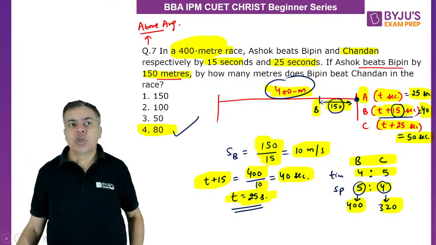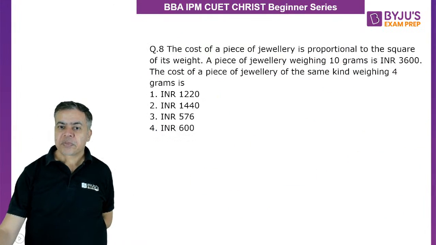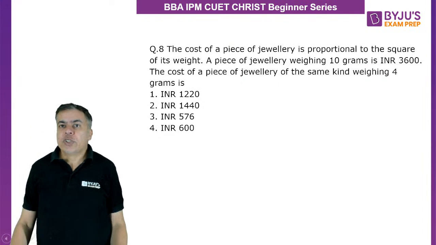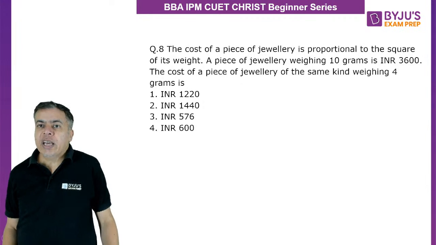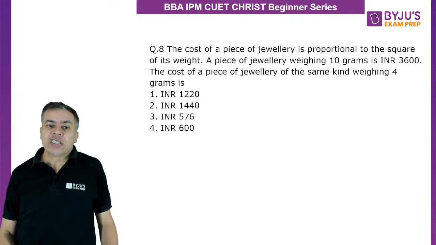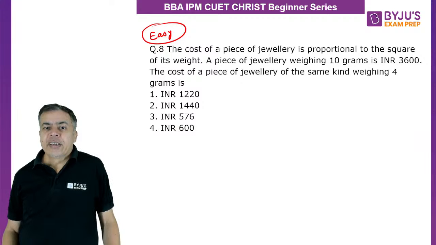Okay, let's move to the next question. The cost of a piece of jewelry is proportional... If you know direct proportion and inverse proportion, then this is an easy question. I will not say super easy, but easy. Because cost is directly proportional to the square of the weight.